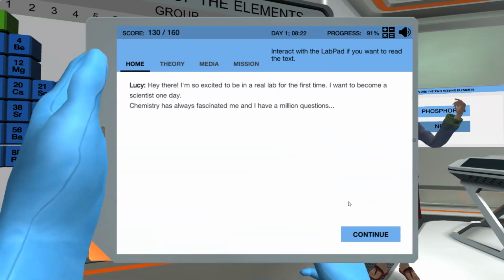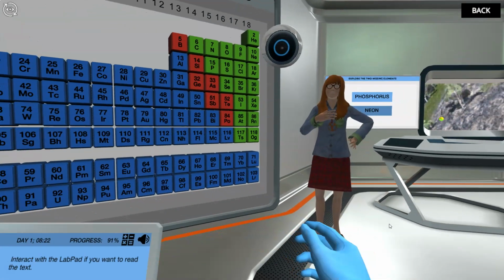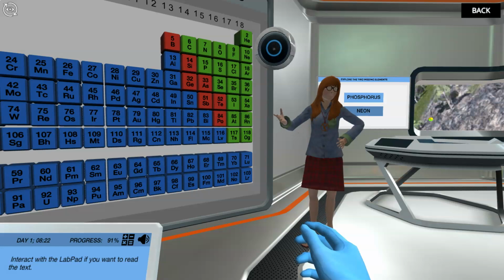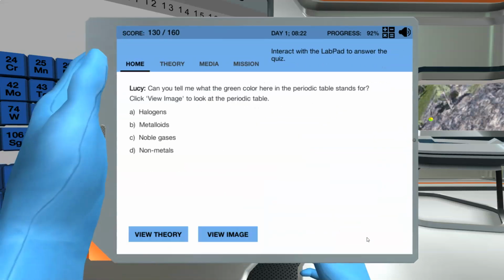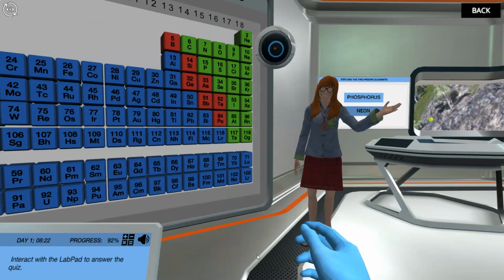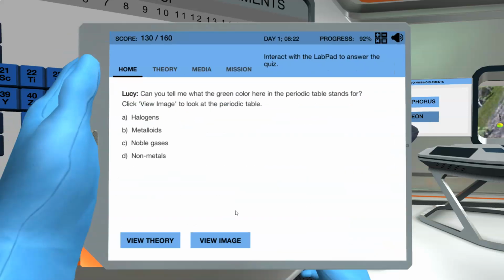Hey there, I'm so excited to be in a real lab for the first time. I want to become a scientist one day. Chemistry has always fascinated me and I have a million questions. Can you tell me what the green color here in the periodic table stands for? Click View Image to look at the periodic table.